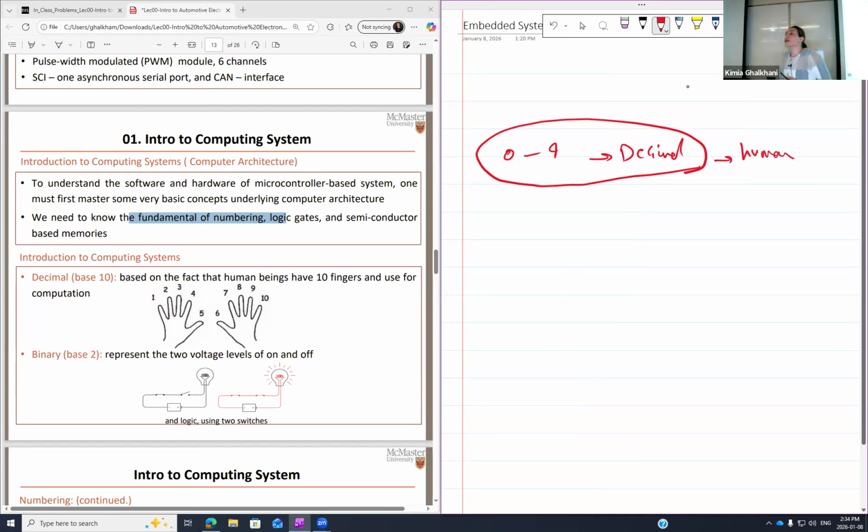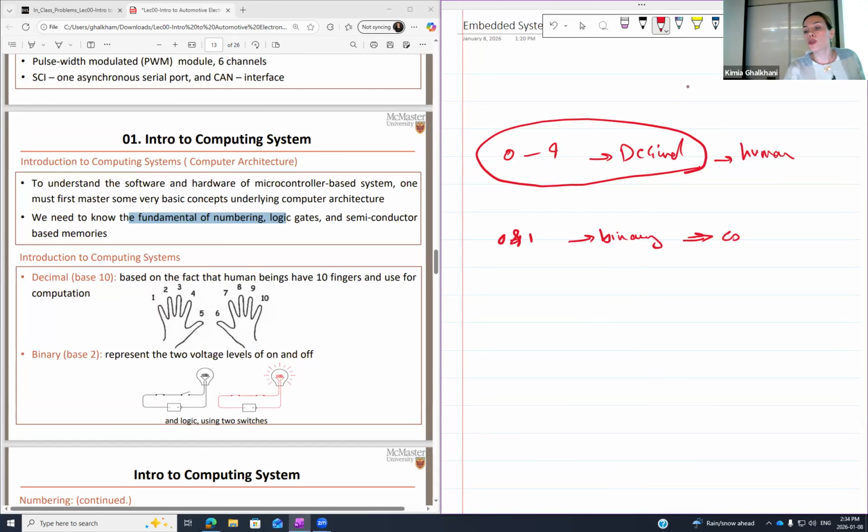But we need another sort of language which is easier for a machine, or I would say a computer, to understand, which is a combination of only 0 and 1. We also call it on and off, right? On, off, 0, 1 is the same. So 0 and 1 is called binary, and binary is the only computer language.